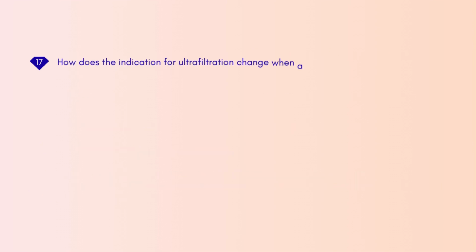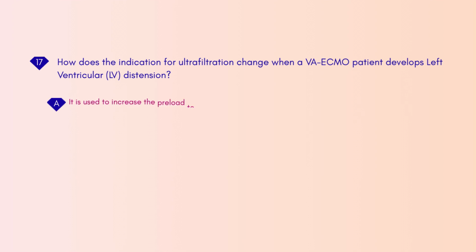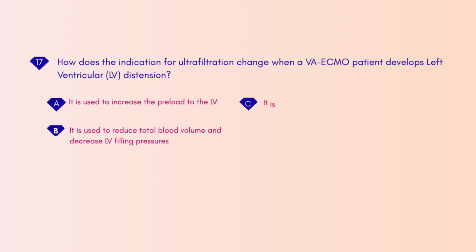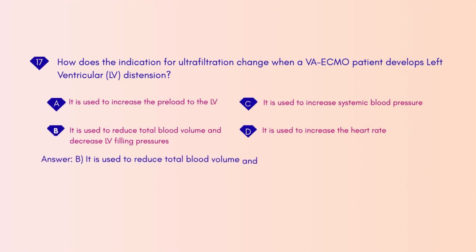How does the indication for ultrafiltration change when a VA-ECMO patient develops left ventricular, LV, distension? A. It is used to increase the preload to the LV. B. It is used to reduce total blood volume and decrease LV filling pressures. C. It is used to increase systemic blood pressure. D. It is used to increase the heart rate. Answer: B. It is used to reduce total blood volume and decrease LV filling pressures.